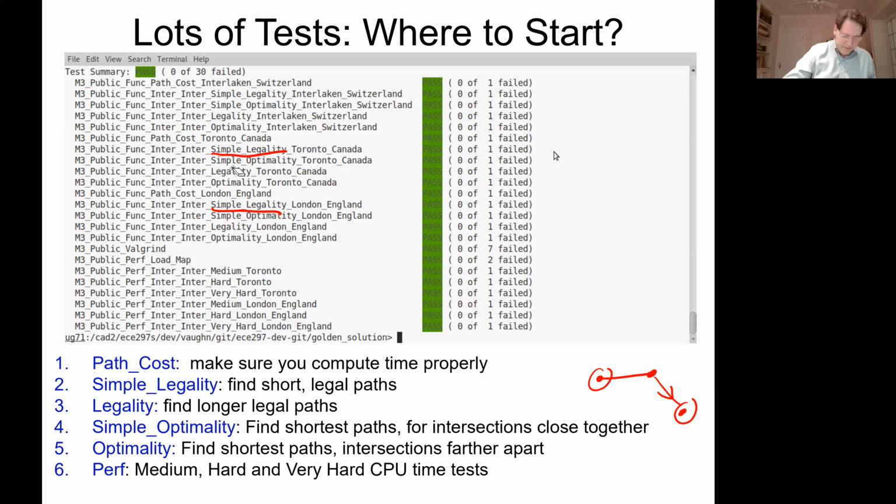Okay, then we get into the next set of tests, which are legality. There's one for each of these cities. Legality is basically, now I'm going to give you a couple of intersections that are farther apart. So here and here, you might need to follow a path that goes through a lot of street segments to get from one spot to the other. So they're longer paths.